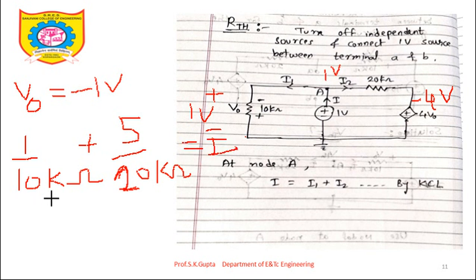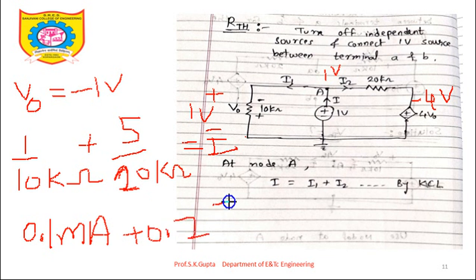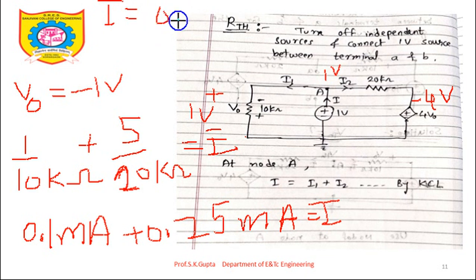So 1 upon 10 kilo ohm is 0.1 milliampere, and 5 upon 20 kilo ohm is 1 by 4 kilo ohm, so it is nothing but 0.25 milliampere. So 0.1 plus 0.25, 0.35 milliampere is the total I current. So I equal to 0.35 milliampere.